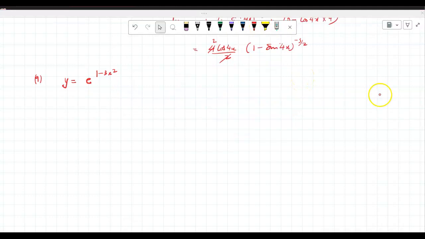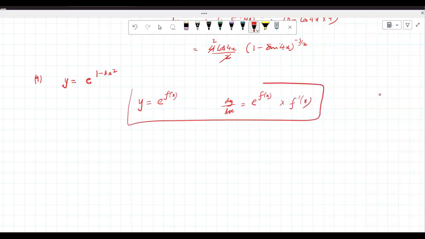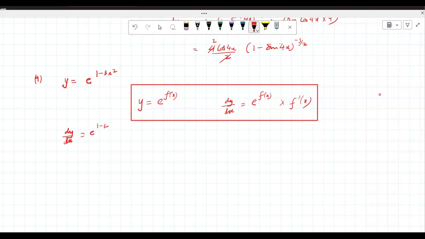Now you have e raised to this. If your y is equal to e raised to some function of x, your derivative will be the same, e raised to f(x) into f dash x. So in this case, what will your derivative become? e raised to 1 minus 3x square into the derivative of 1 minus 3x square, which is minus 6x.